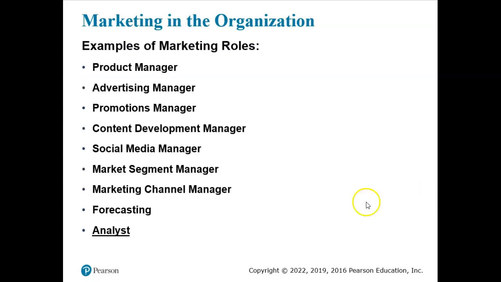And so if you're interested in it, here's some roles that are out there. I mean, these are real roles, and if you did a Google search on them, you would find jobs under them. Product manager, advertising manager, promotions manager, content development manager for the digital side of things, social media, same thing, market segment manager, marketing channel manager, forecasting, and analyst.